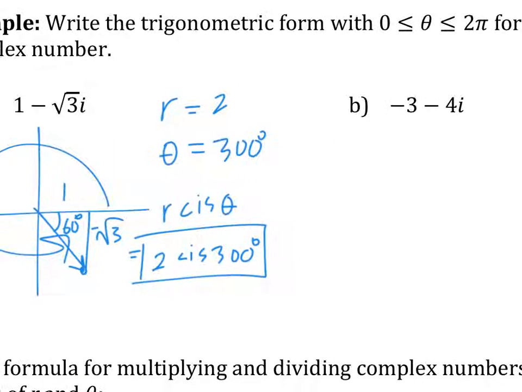Okay, let's have you guys try one yourself: negative 3 minus 4i. The answer is 5 cis 233.1 degrees.